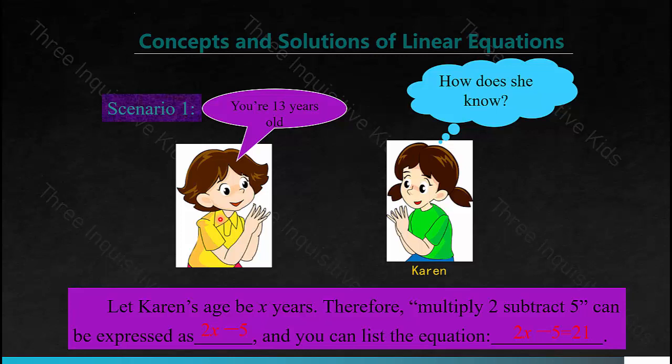So this other girl named Karen, her age we don't know, so we're going to call it x, replacing it with a variable. And then we can use the information given in the problem and convert it into an equation. In that equation, we can then solve.